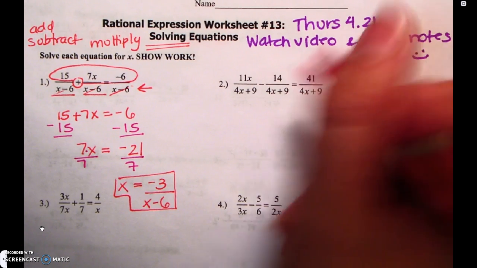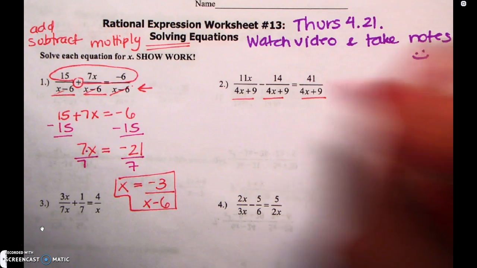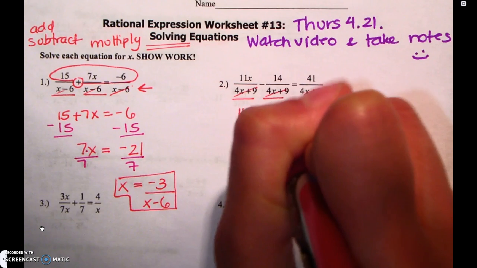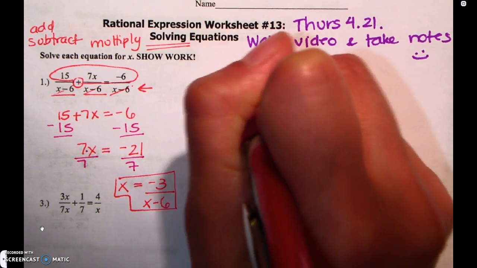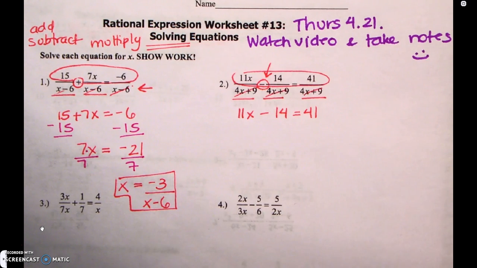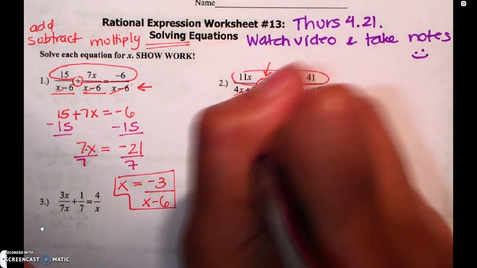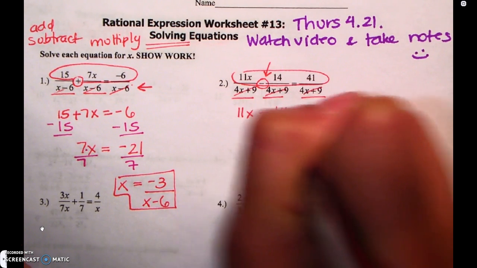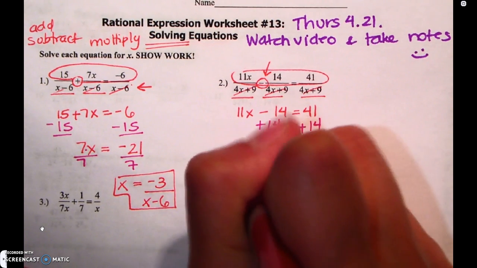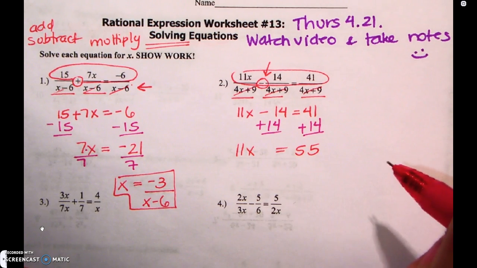Okay, let's look at number 2. Number 2, same thing. All of our denominators are the same, so I'm going to kind of ignore them for now. And I'm going to just keep what's in the numerator. 11x minus 14 is equal to -41. Don't forget that that's a subtraction symbol. In this case, I want to get x by itself, so I need to get rid of the 14 by doing the opposite to both sides. I'm left with 11x is equal to 55.